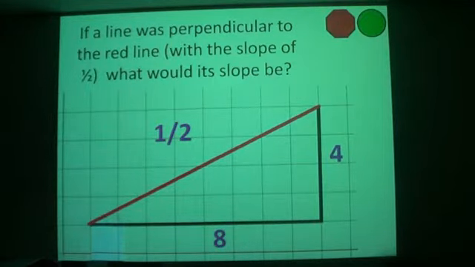If a line was perpendicular to the red line with the slope of 1/2, what would its slope be? Press on the stop sign, hammer out on this one.